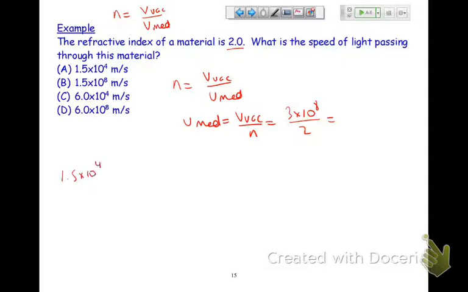Is it 1.5 times 10 to the 4? Or is it 3 times 10 to the 4? Or is it 1.5 times 10 to the 8? Or is it 3 times 10 to the 8? What do you think? It's going to be 1.5. You've got to divide something by 2. But you don't divide the power by 2. Yeah? So it's that one. So just watch out for that.